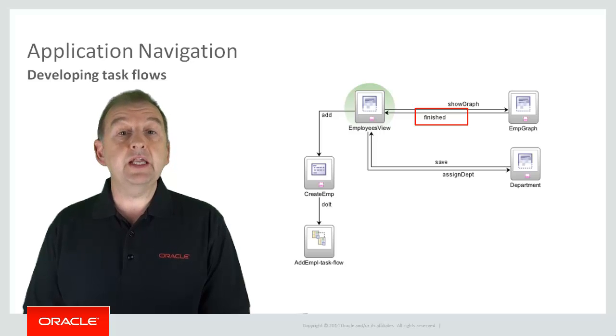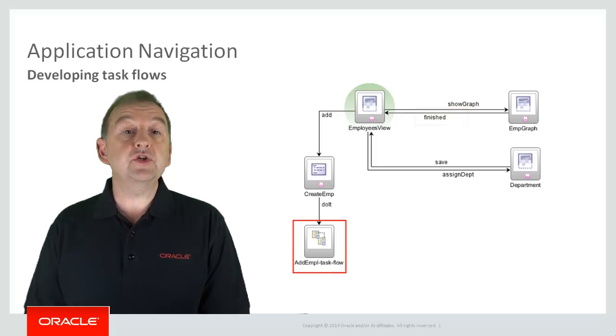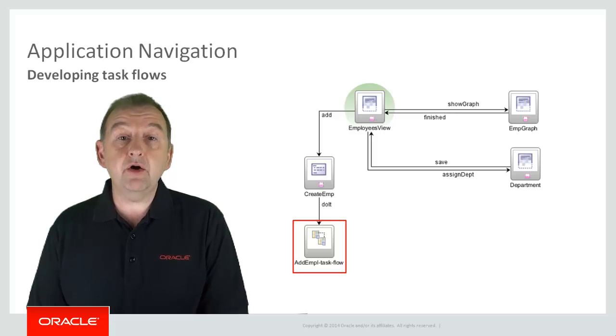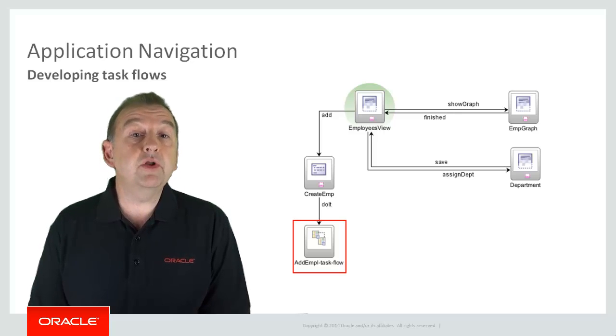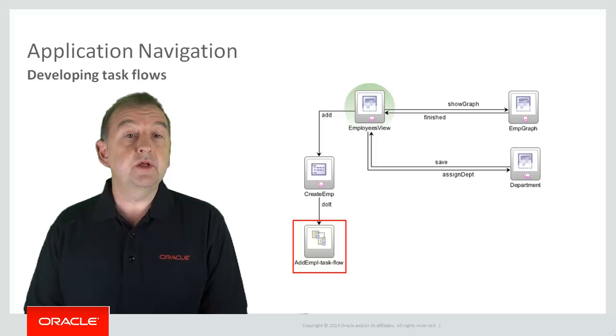Finally, we have this element in the task flow, and this is called a task flow call. This means that instead of calling a method or displaying a single page, it will kick off another task flow, which itself could be many pages of flow, or it could even be calling other task flows. So let's drill into the add employees task flow.